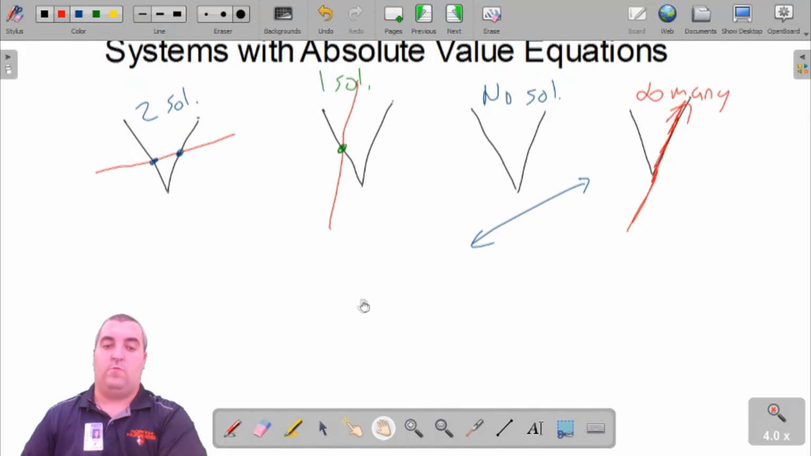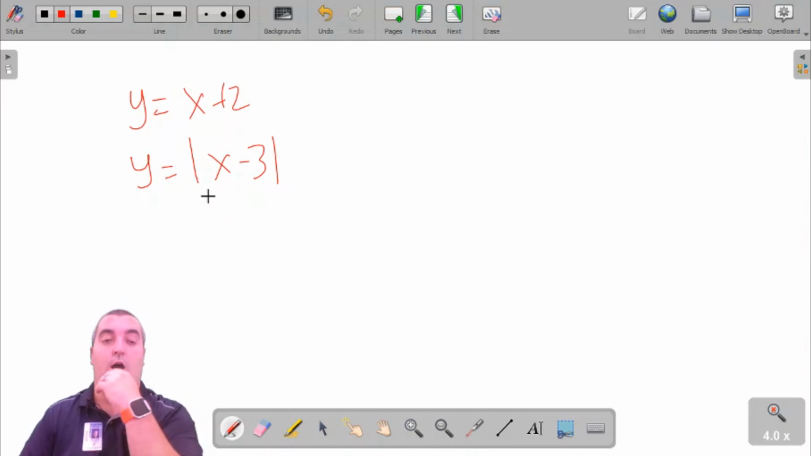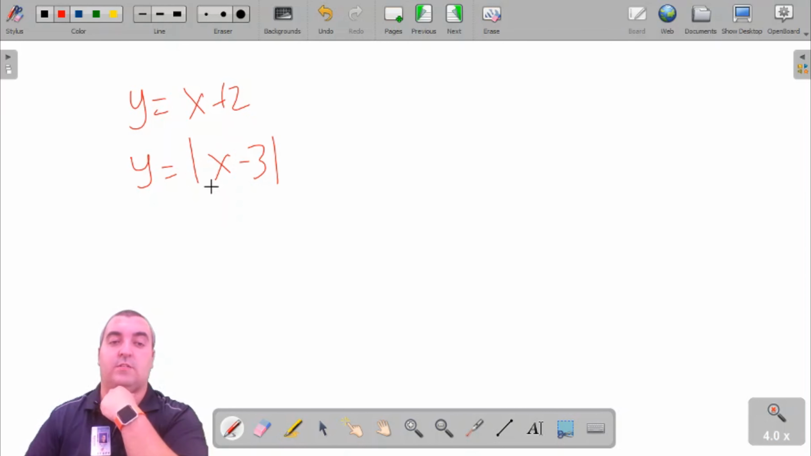Now, what we're really going to talk about today is how to solve them algebraically. So if you have your two equations, y equals x plus 2 and y equals the absolute value of x minus 3, unlike just a regular linear system, we can't use elimination, okay? Because these absolute values kind of trap this x minus 3 in here, and we just can't eliminate stuff.